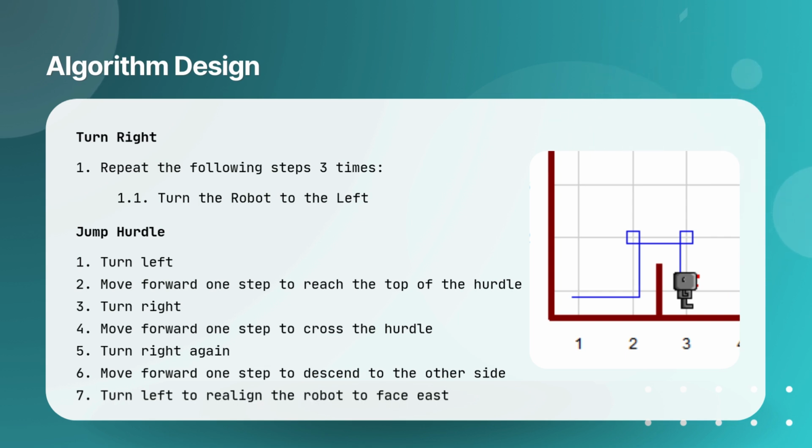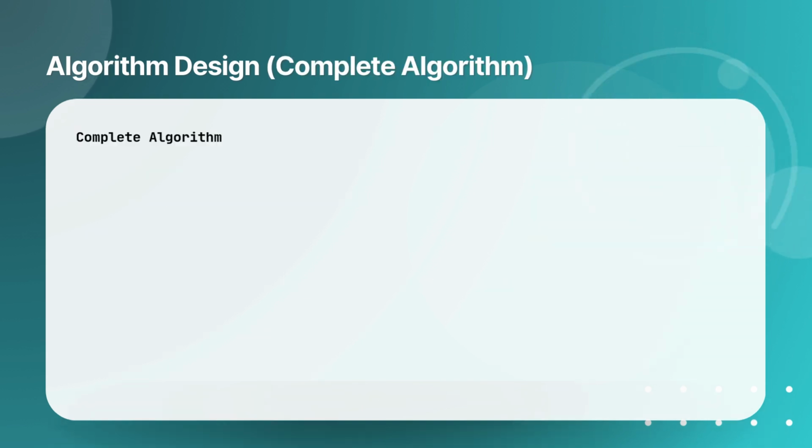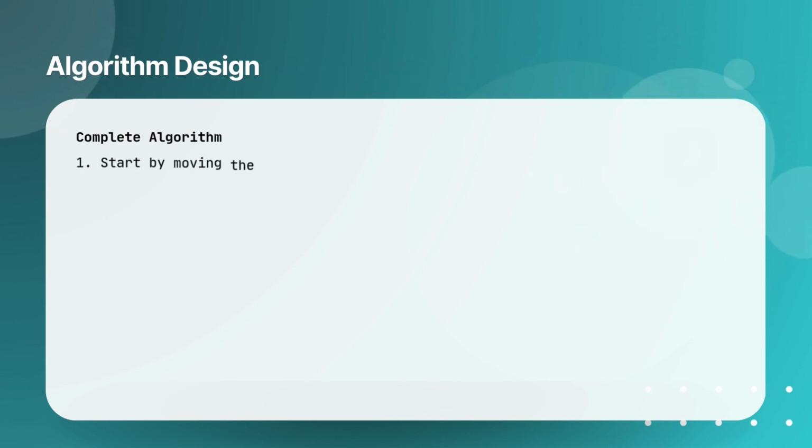This sequence of movements ensures the robot successfully clears the hurdle and continues its progress. Finally, the complete problem algorithm ties everything together.